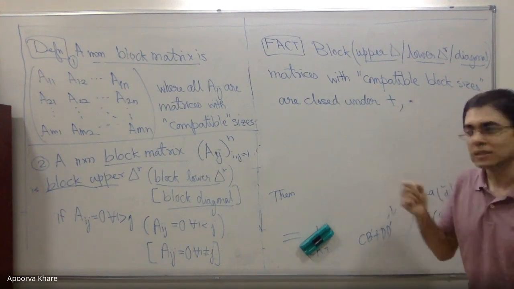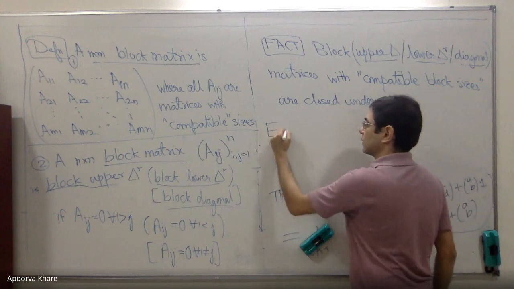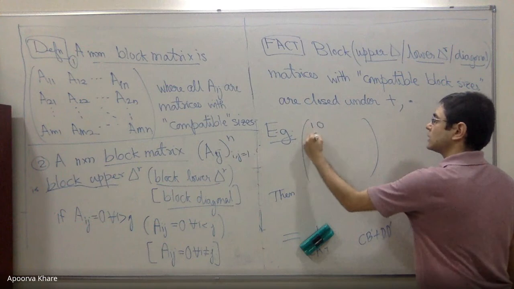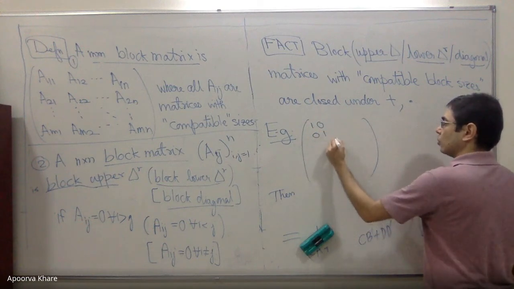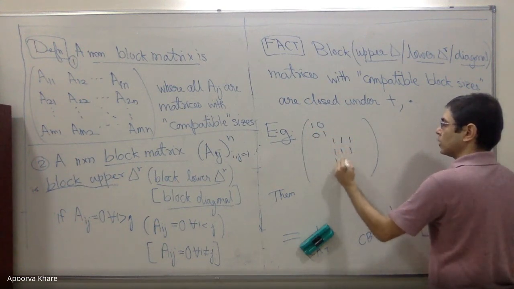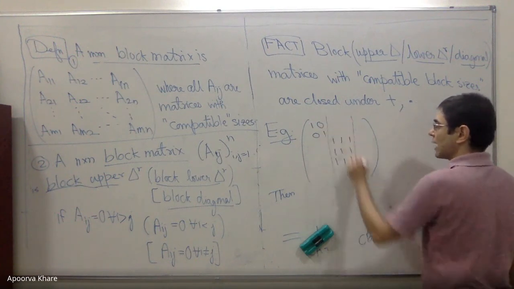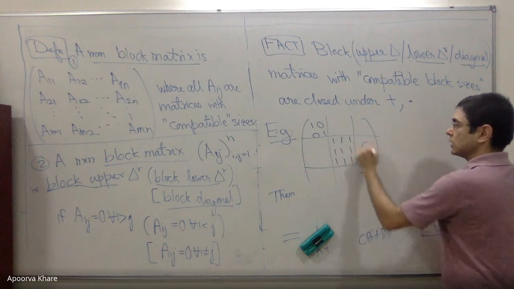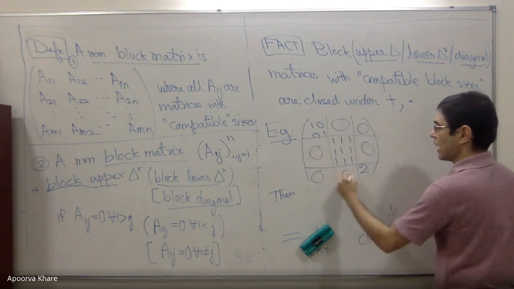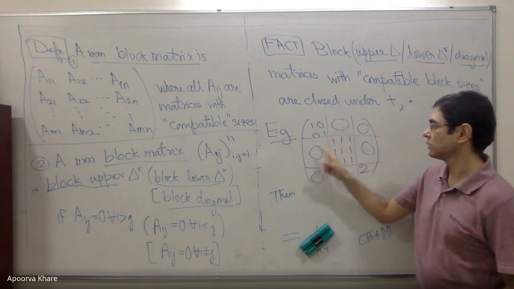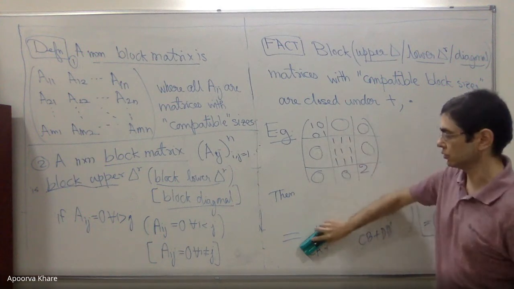And let me give you an example to show you, for instance, the multiplication. Let's say I have a 6 by 6 matrix, with an identity block, a block of ones, and then 2. Okay, so this is like a block diagonal matrix. When I say 0, there are lots of zeros; this one has 2 rows and 3 columns, this has 3 rows and 2 columns, and so on.